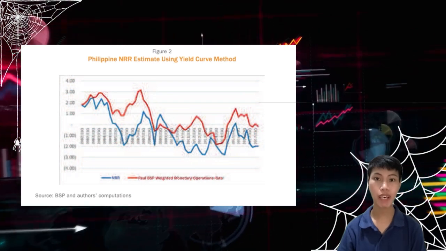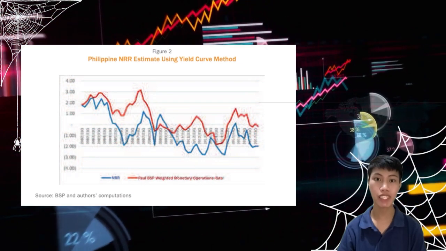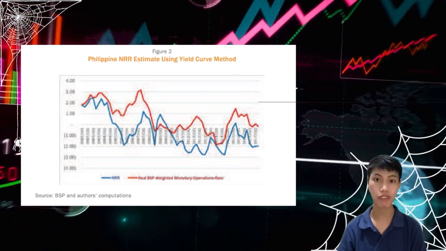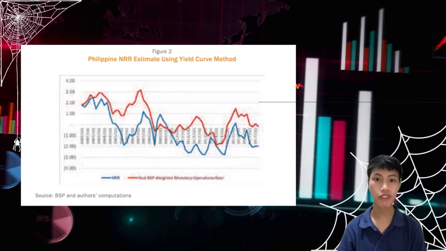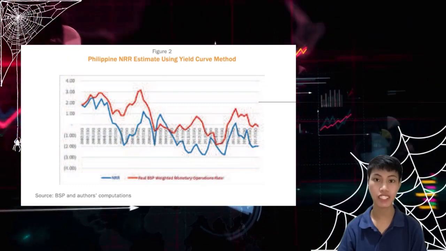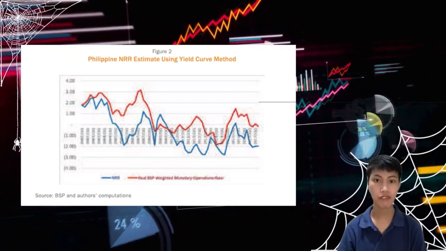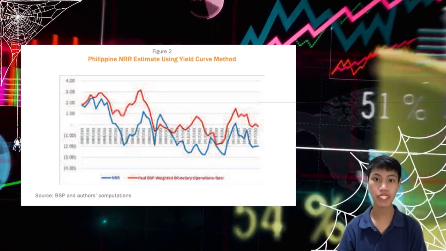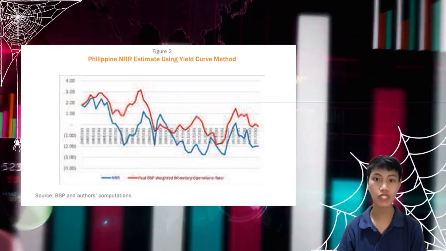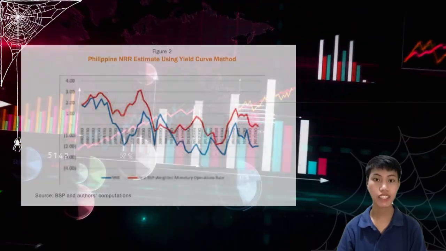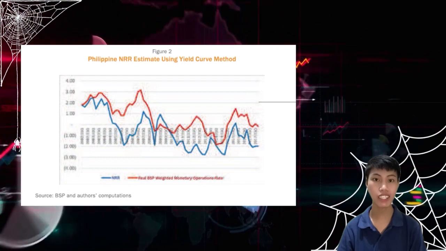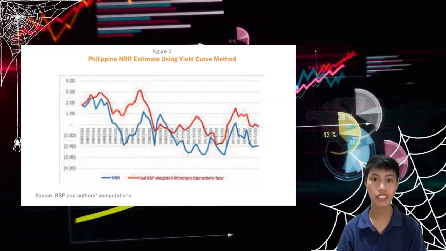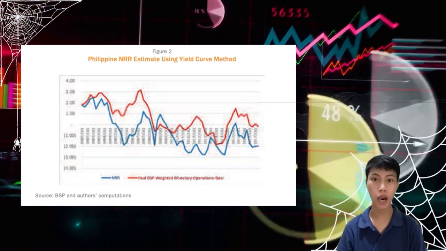The yield curve method used the 91-day Treasury bill and 10-year Treasury bond rates, which is consistent with previous methods. Due to a variety of reasons, including currency rate expectations, inflation, and banking rules, 91-day T-bill rates in the Philippines have recently been substantially lower than policy rates. Thus, the NRR, if calculated using treasury rates, will be significantly lower than the BSP weighted monetary operation rates.